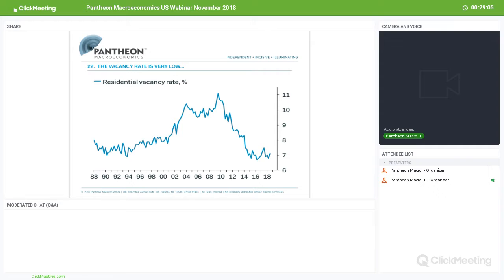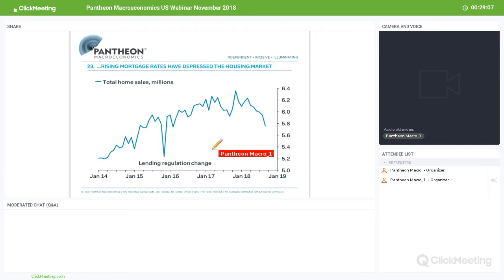Why? Well, because the house buying market is weakening. So this is total home sales, which, as you can see, have rolled over. This latest point here, this latest drop, that's the hurricanes. Don't worry about that. But the trend, the trend clearly, we've gone up and now we're softening, and that's because mortgage rates have risen and lending standards have tightened.